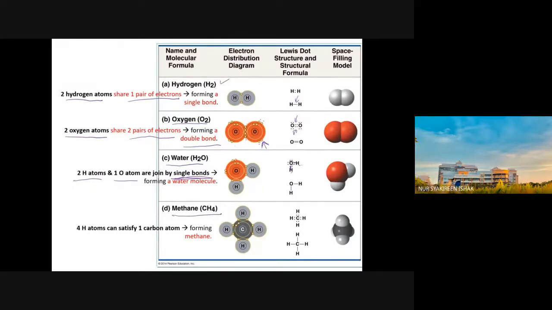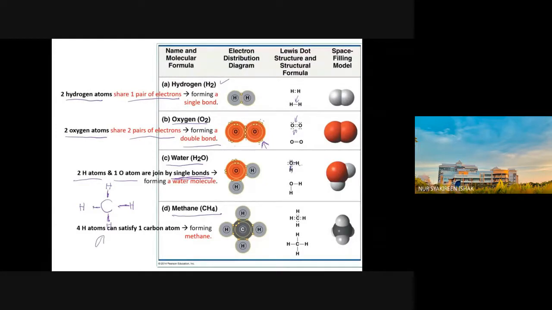Methane, the molecular formula is CH4. As you know, one carbon atom has 4 valence electrons. So in order to satisfy the octet rule, this one carbon atom will have to share electrons with another 4 hydrogen atoms. So this will form the methane. Now the carbon and the 4 hydrogen atoms satisfy the octet rule.